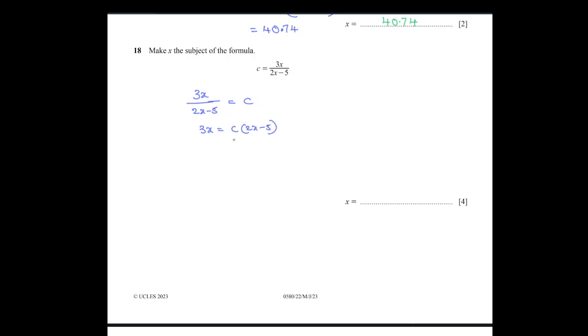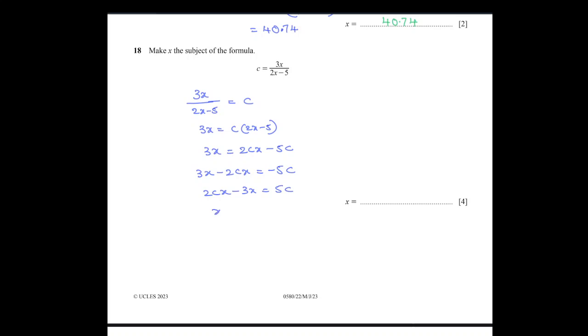Now we need to bring the x terms on the left hand side, right? So open this bracket, 2cx minus 5c. Then bring this x term on the right hand side to the left hand side. So minus 2cx is equal to minus 5c. Keeping this negative, to cancel out the negative, we'll multiply by minus on both sides. So this becomes positive and this becomes negative, and this is positive 5c.